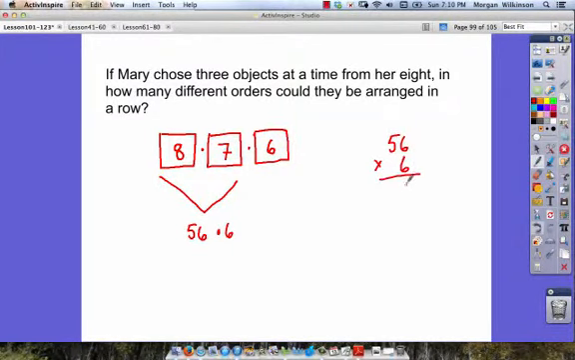6 times 6, that's 36. We'll carry our 3. 6 times 5 is 30, plus 3 is 33, so 336. So how many different orders could they be arranged in a row? We have 336 orders. Now notice in this problem, we could not use our factorial, our exclamation point, because this does not go all the way down to 1. The only time you can use that exclamation point is when we get the numbers in descending order from what you begin with all the way to 1.